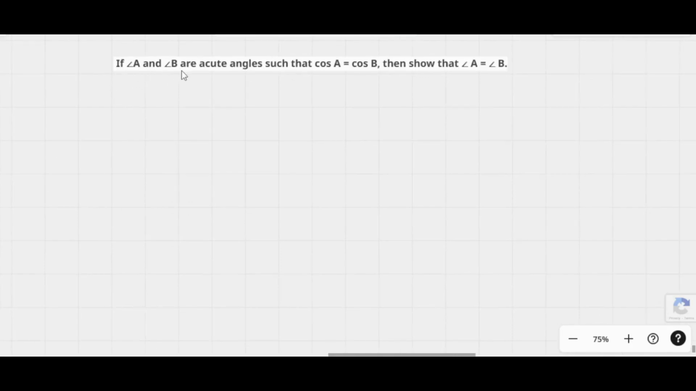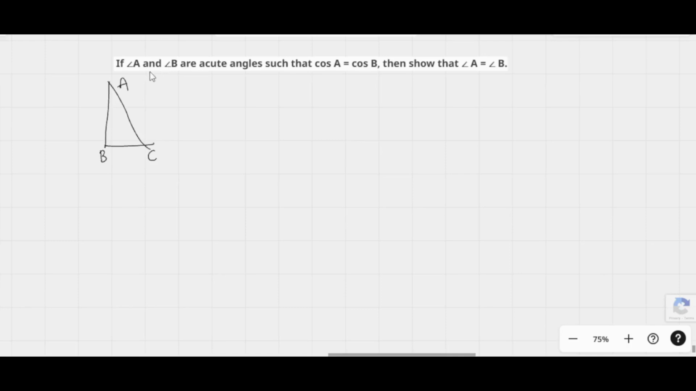If angle A and angle B are acute angles such that cos A equals cos B, then show that angle A is equal to angle B. You have to write this down, but I don't want to make this video too lengthy, so I'm not writing every step in detail. In your exam you have to write like this. Let us say that it is a right angle triangle, in which angle A and angle B are acute angles. First draw the right angle triangle ABC.